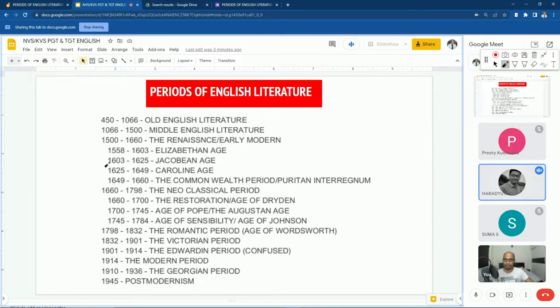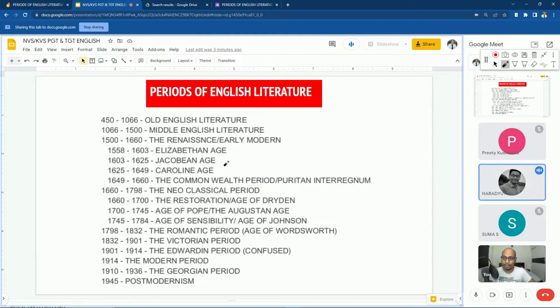So let me read from the beginning. 450 to 1066 Old English literature. Then 1066 to 1500 Middle English literature. Then 1500 to 1660, Renaissance or early modern. Then 1558 to 1603 Elizabethan age.